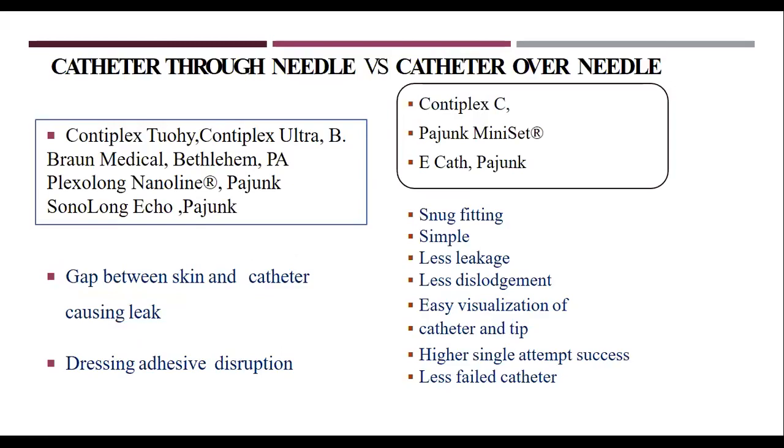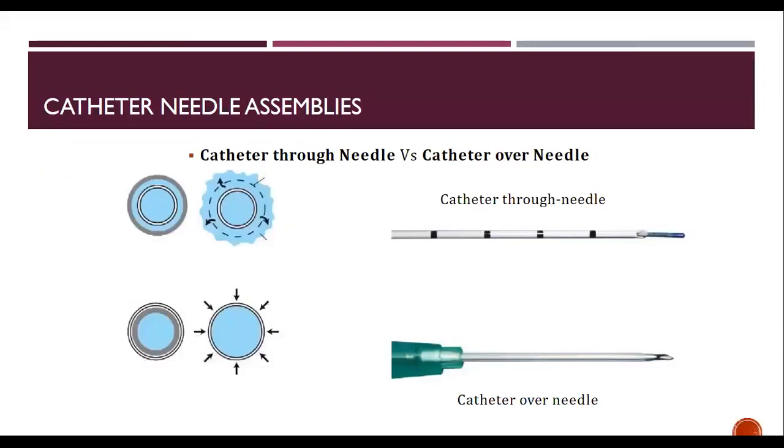Coming on to catheter through needle versus catheter over needle, again it can be of two types. Either, as you can see, this is catheter through needle: the catheter will be inside the needle like this, or it can be catheter over the needle. This is the needle, and outside will be the catheter.